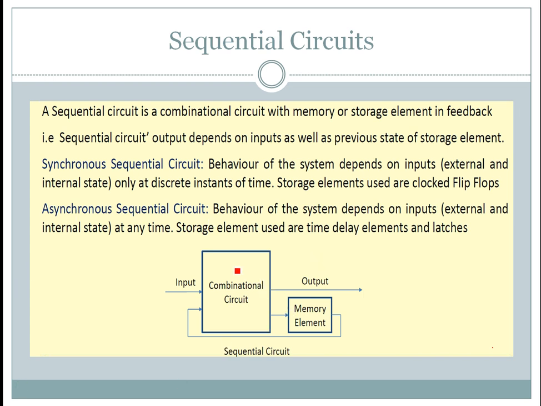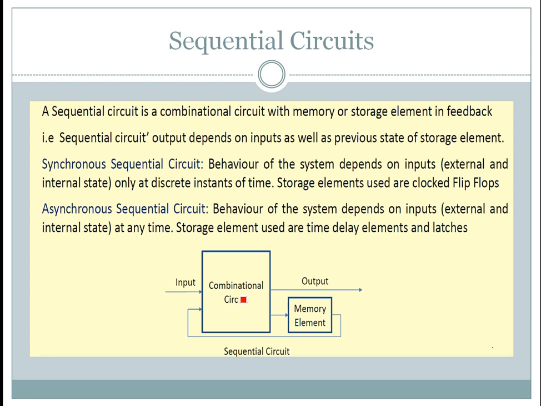As you can see in this block diagram, it consists of a combinational circuit, and in the feedback path there is a memory element. So here the output depends on the present input as well as the previous state of this storage element, because the output of this memory element is connected back to the combinational circuit.